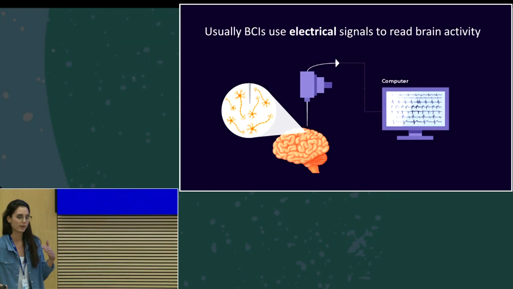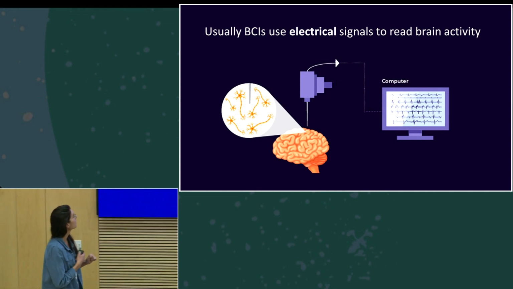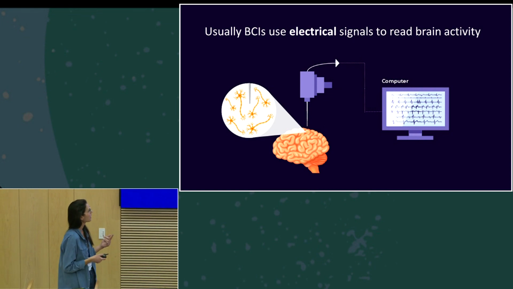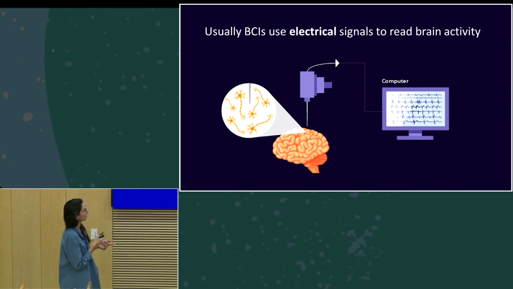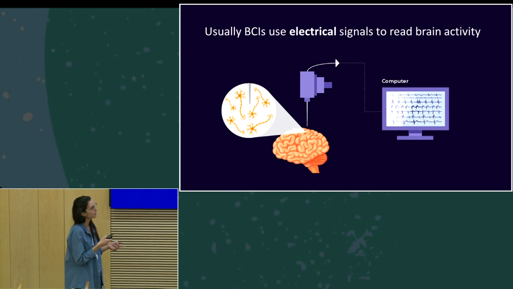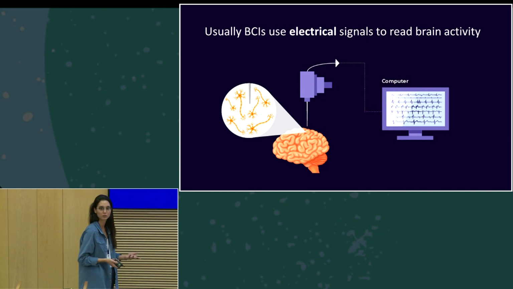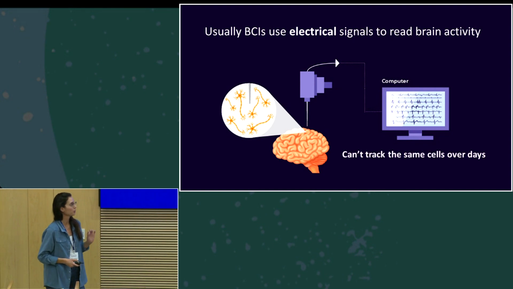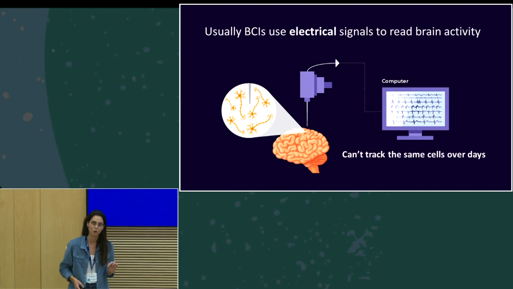Nowadays, usually BCIs use electrical signals that are generated by brain cells called neurons. In this example, you can see there's an electrode inserted into the brain, and it collects the electrical signals from the neurons. So what we get is this list of electrical signals from all the neurons that were recorded. But in this method, you cannot track the same cells over days.